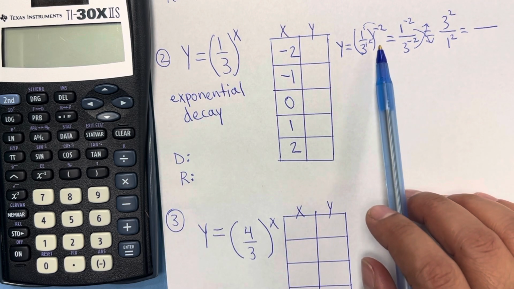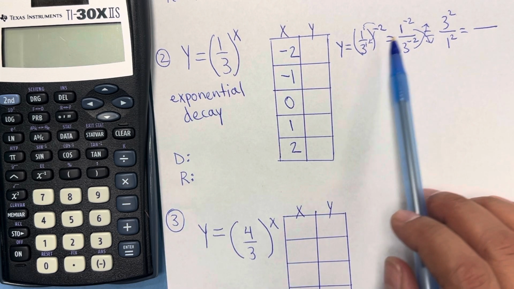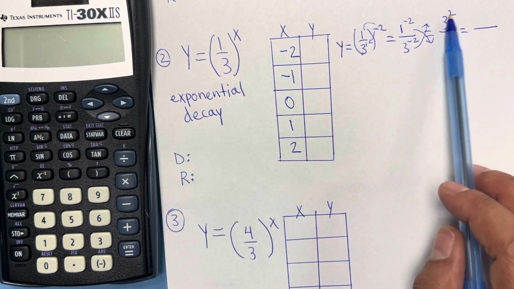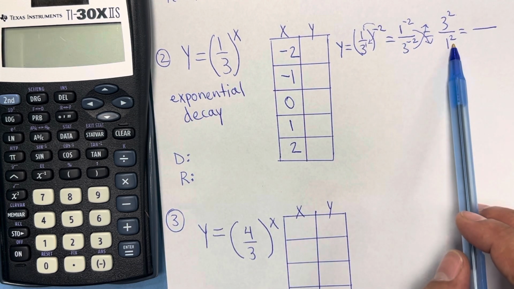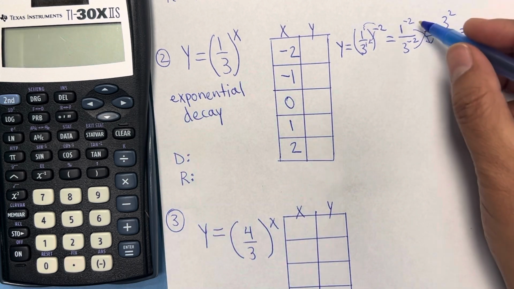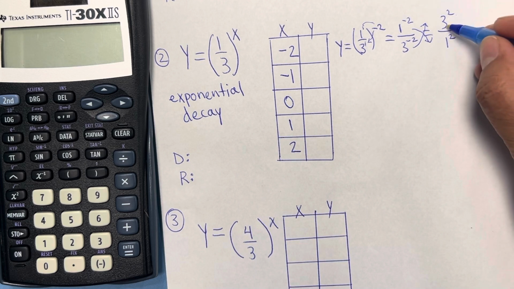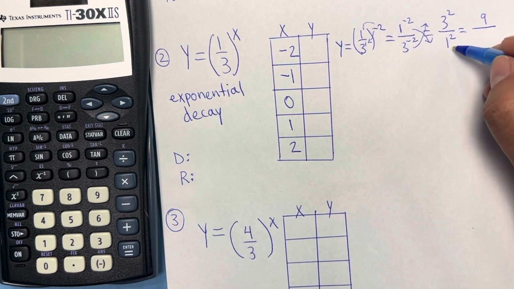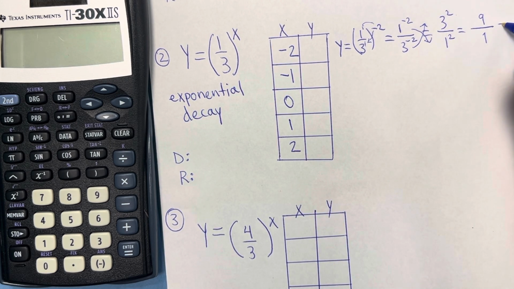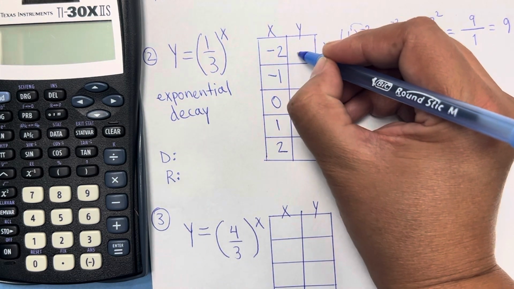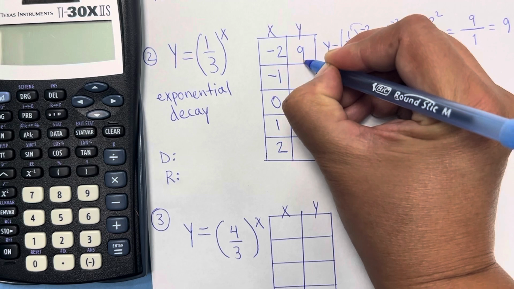So in the next ones, I'm just going to put the 3 on top with that exponent, but positive. And the 1 goes down with that exponent, but now positive instead of negative. Okay, skipping this step. So 3 to the 2nd power means 3 times 3, which is 9. 1 to the 2nd power, or 1 squared, is 1 times 1, which is 1. And 9 divided by 1 is 9. So when x is -2, the value of y is 9.